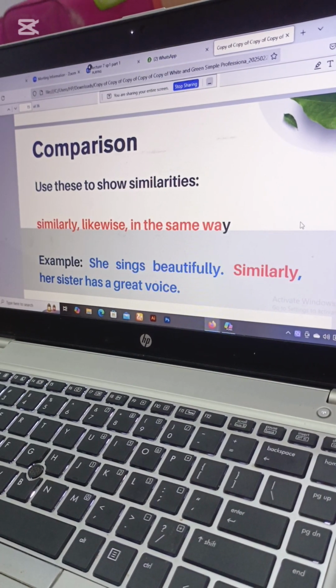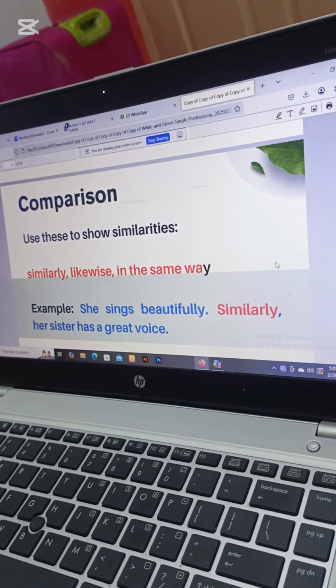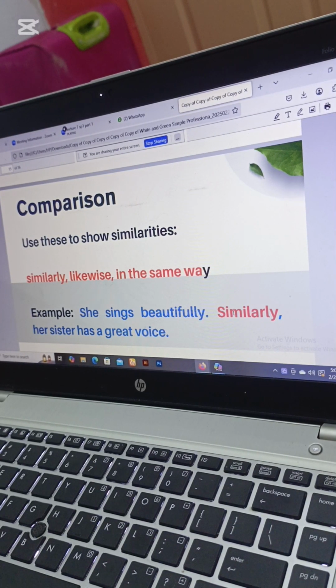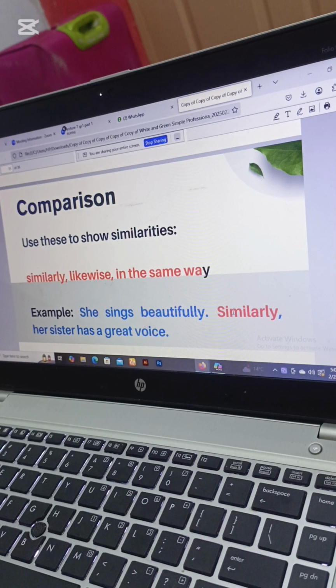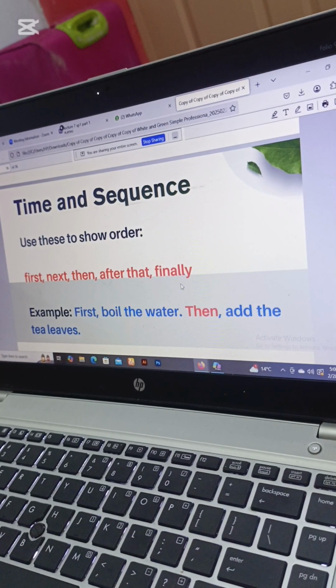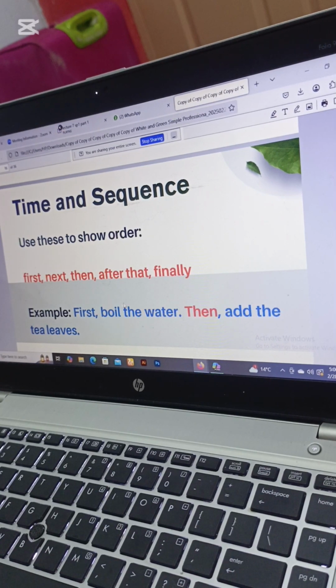Yes, ma'am. So can you read the ones that are in red color? Go on. Similarly, like... She sings beautifully. Similarly, her sister has a great voice. Very good. What about time and sequence? First, next, then, after that, finally.